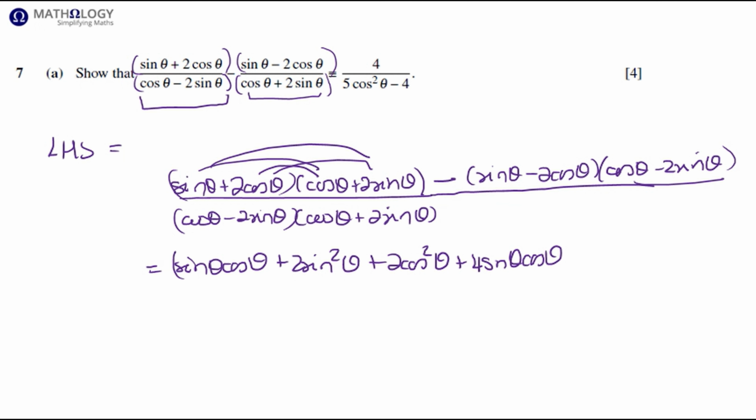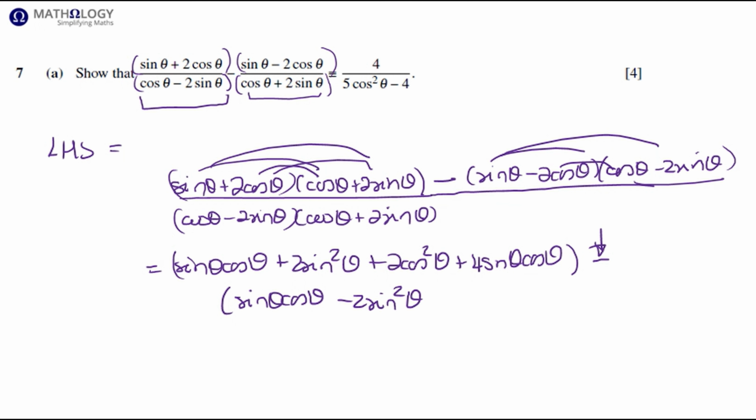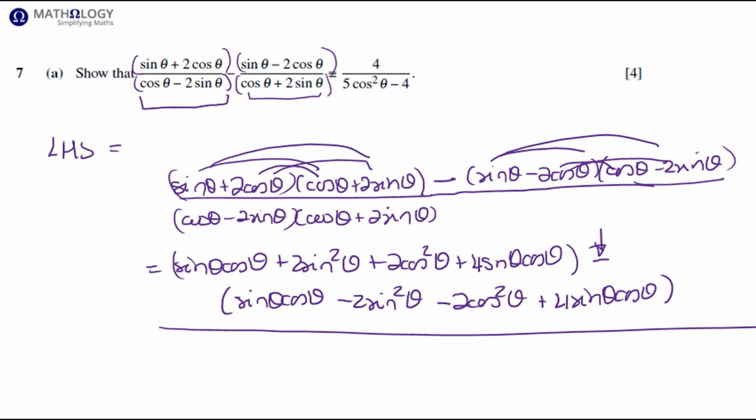We'll just bracket that for now, minus sine theta cos theta, and we'll bracket again, sine theta. It's imperative that you do use brackets here because we have a minus sign that precedes those brackets. Sine theta times minus 2 sine theta, minus 2 sine squared theta, minus 2 cos squared theta, plus 4 sine theta cos theta, and then that is all over.